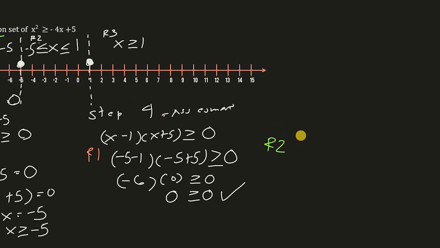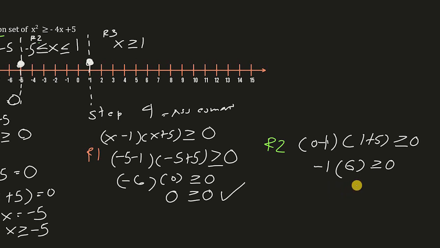So yan, magiging 0 minus 1 times 0 plus 5 is greater or equal to 0. So 0 minus 1, basically that's negative 1. 0 plus 5 is 5, so negative 1 times 5 is negative 5, greater or equal to 0.